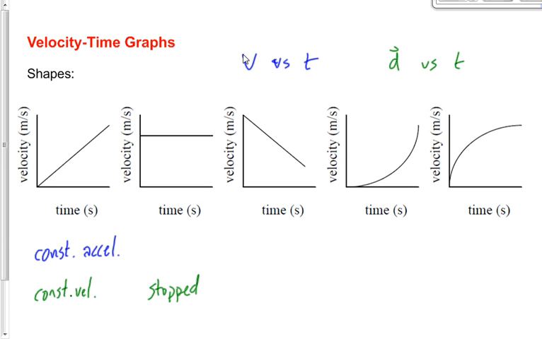Yeah, it's a constant velocity. It's not stopped. It's not accelerating. Rather, it's traveling at a constant velocity. We know that because if you read the graph here, the velocity stays the same the entire time.